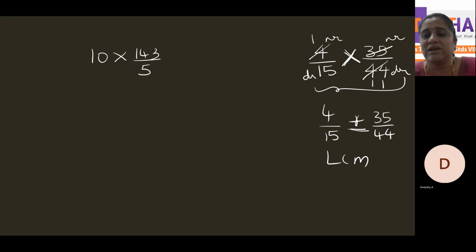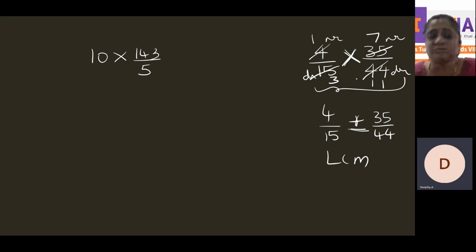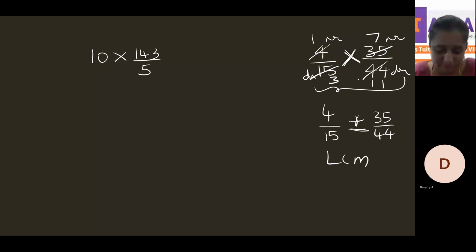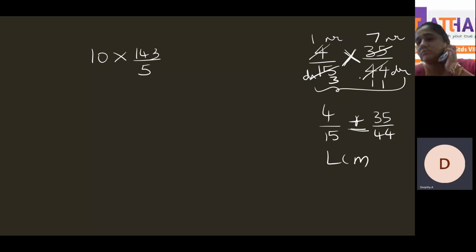So say we take 35 and 15. Both of them come in the tables of 5. So you put 5 sevens are here and 5 threes are here. In 15, 15 threes are 45. 15 twos are 30. After these two steps, it will become 7 by 33.